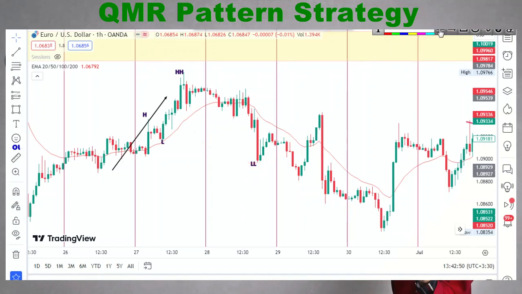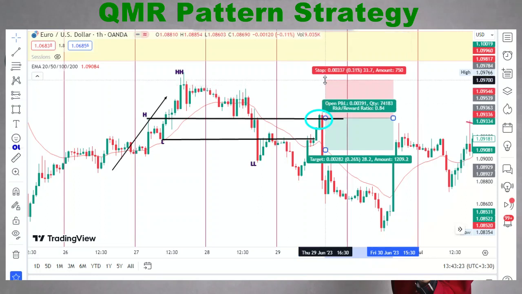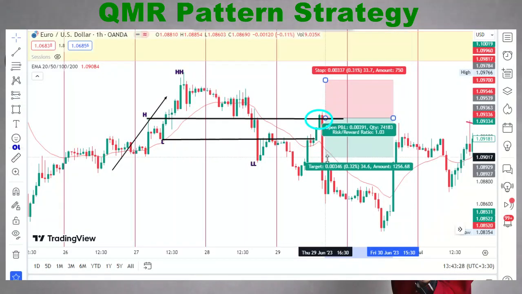Higher high point is above the high point, and lower low is under the low point. We are going to trade on the right shoulder or high level here. Here is the sell point. Our stop loss is the higher high point, and our take profit is lower low or low level. Low level is TP1 and lower low is TP2.